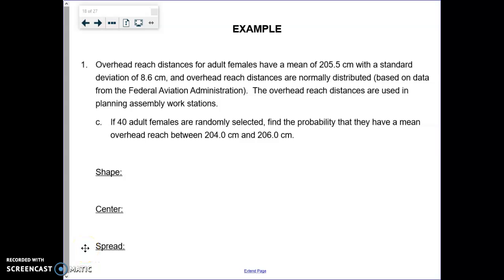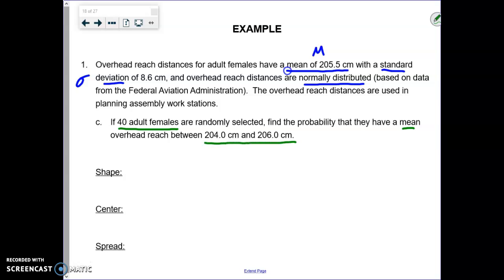Now let's take a look at example 1C. Same setup as the previous two parts. We have women, the population mean of 205.5 centimeters for the overhead reach distances, standard deviation of 8.6 centimeters, and the original population is normally distributed. This time, we're going to look at a sample of 40 adult females and find the probability that the mean of that sample of 40, their overhead reach, is between 204 and 206 centimeters.